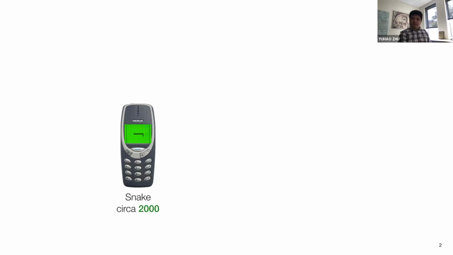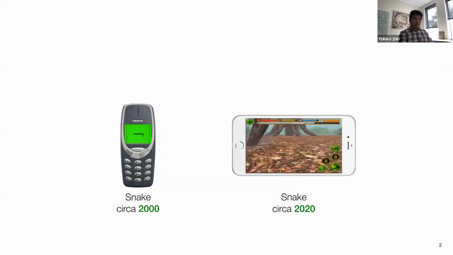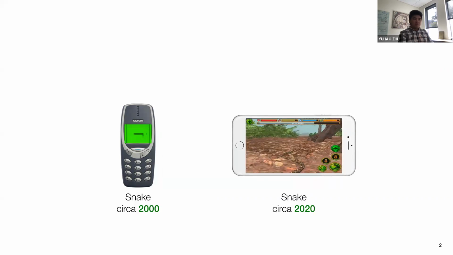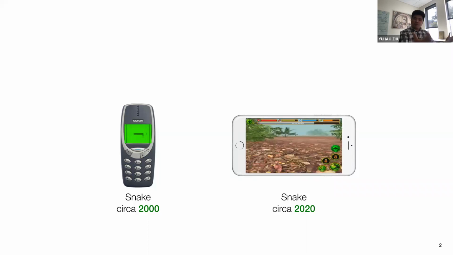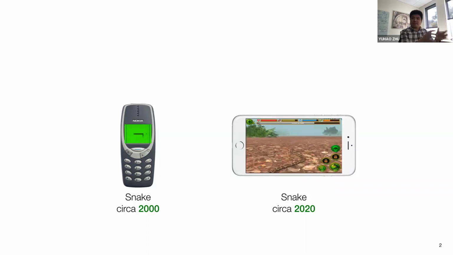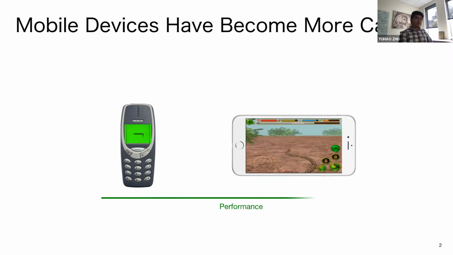And that was how to play Snake back in 2000. But this is how we play Snake today, right? Even on a smartphone, we can have realistic 3D rendering, physics engines, even stereo acoustics. We can use the phone as a joystick to interact with the game. The point is that mobile devices have become much more capable over the years. Every generation, mobile system designers are able to push more performance into these devices.